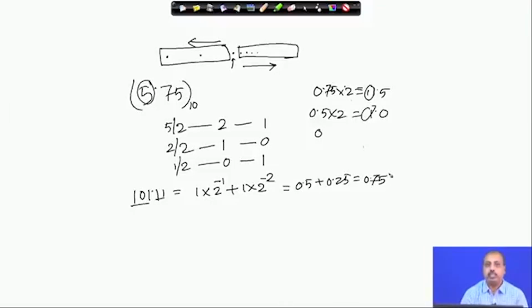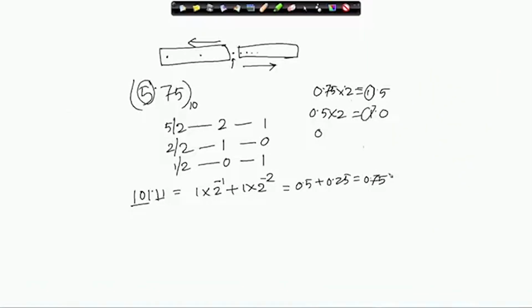So, this way you see that if we multiply the fractional part by the base of the number system, take the integer part of it as the next significant digit, and go on multiplying the remaining fractional part by the base of the number system, we can get the entire fractional part represented in that particular number system.